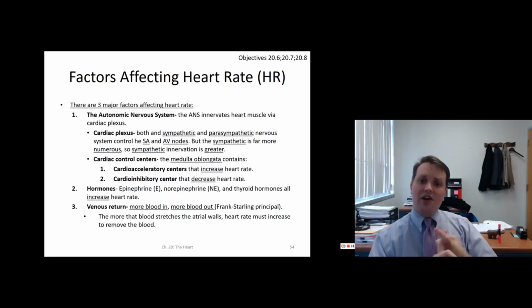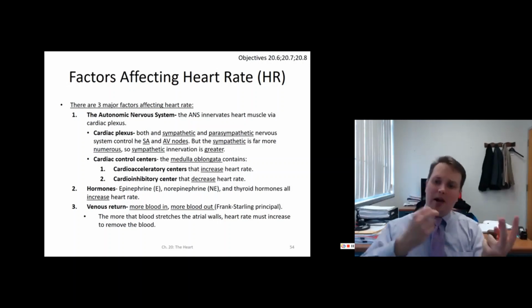Now the autonomic nervous system, ANS, uses the cardiac plexus. The cardiac plexus has both sympathetic and parasympathetic. You're going to have sympathetic and parasympathetic.